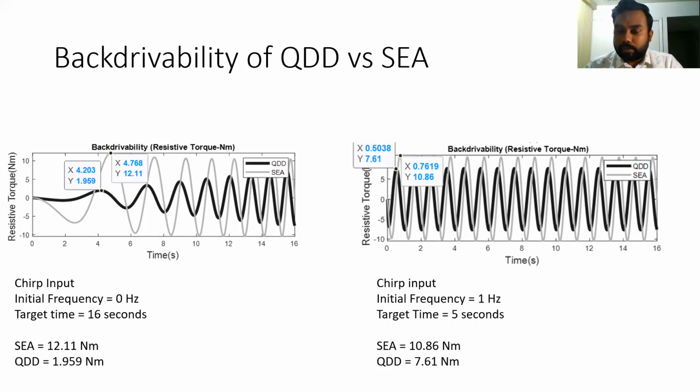This goes the same for the right side too, where there's an input of initial frequency of 1 hertz and the target time is lowered to 5 seconds, but still we can see that QDD has a much lower resistive torque than the SEA, meaning QDD has a higher backdriveability than SEA.